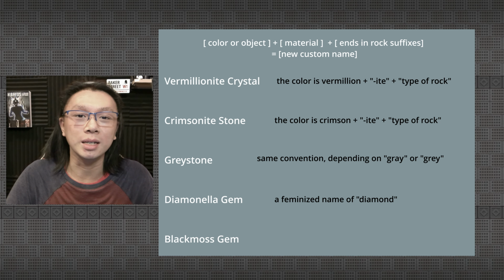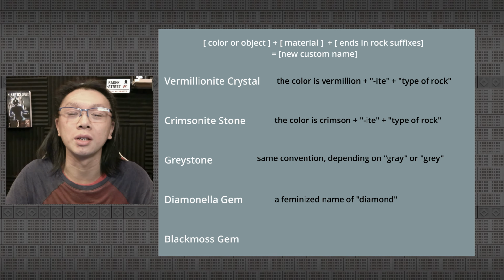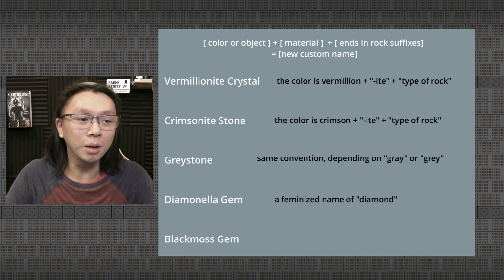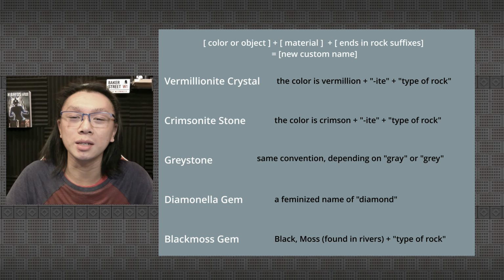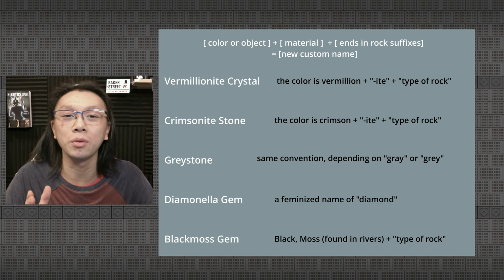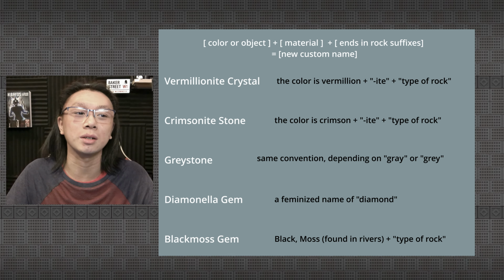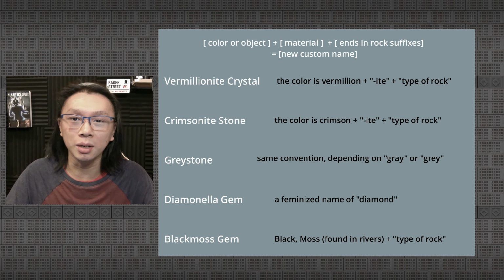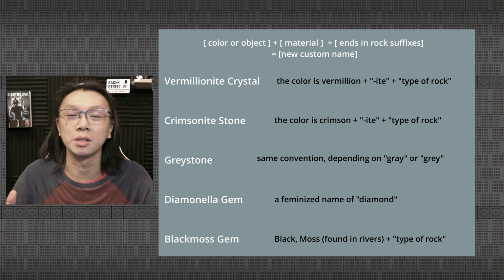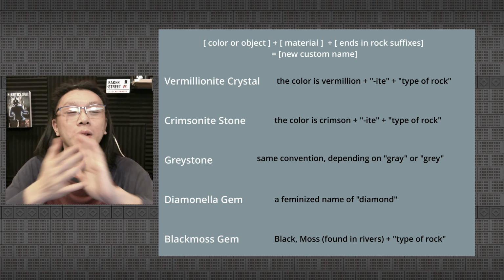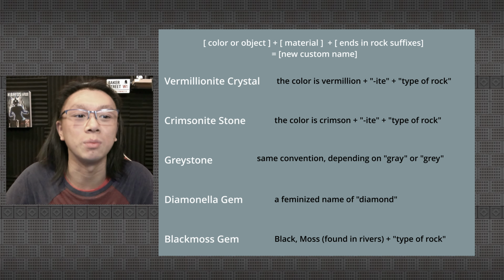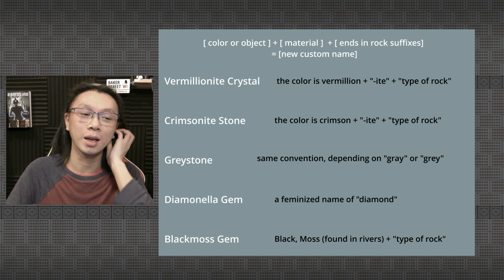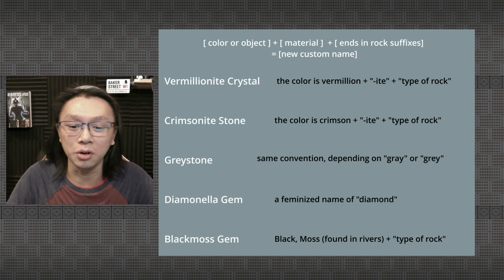The last one is black moss gem, which is a pretty unique name that I made. Black being the color, and moss is something that you can find on water where it's green, but instead the color of it is black. So, object, color, material, black moss, and then gem, which is the name of it. Combine it together, and you get black moss gem, which is the new name of this new gem that I have. Let's try something a little bit harder to dissect.